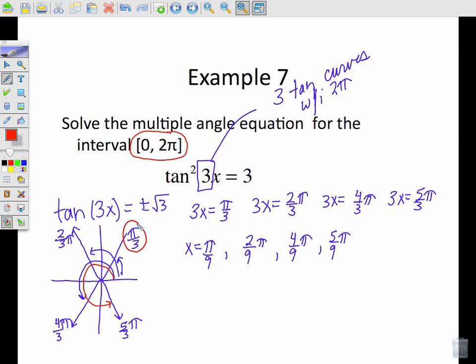The second time around, I would want to take my pi over 9 and add 2 pi to it. If I add 2 pi to it, then it's like I'm going all the way around the circle again, another rotation. We have to do this twice because we've got the answers for the first of the 3 tangents. I have to do it 3 times.